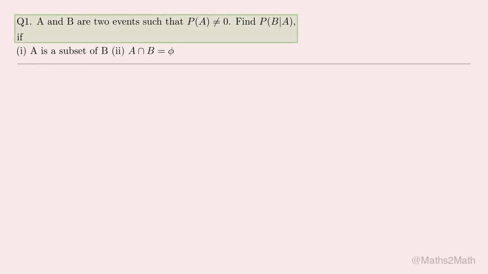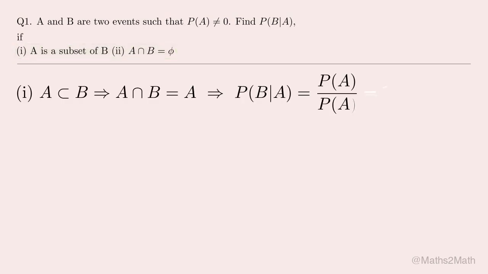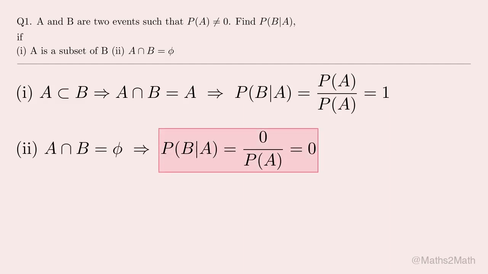Question 1 of the Chapter 13, Miscellaneous. 2 extreme relationships between events. Subset in Part 1, disjoint in Part 2. Part 1, if A sits inside B, the intersection is all of A, so the conditional is P of A over P of A, 1. Part 2, disjoint events share nothing. The conditional is 0.